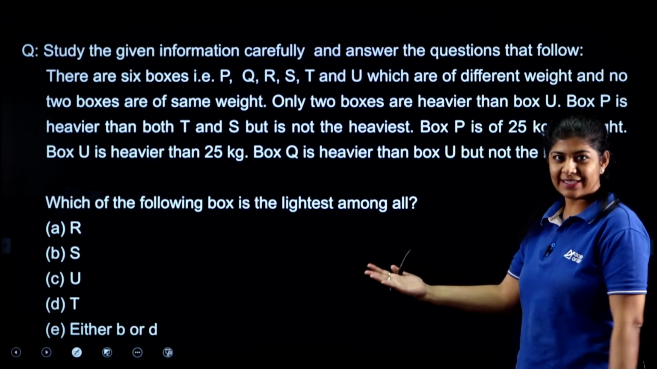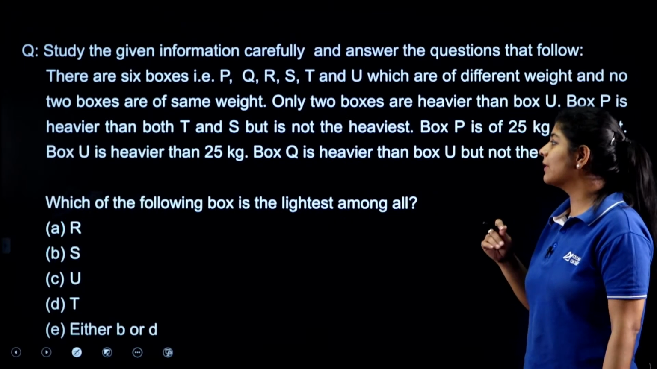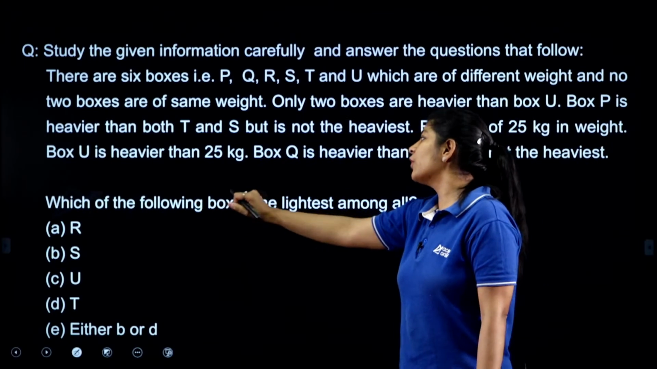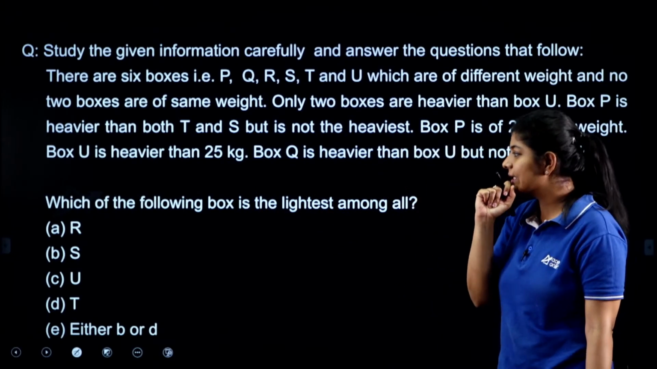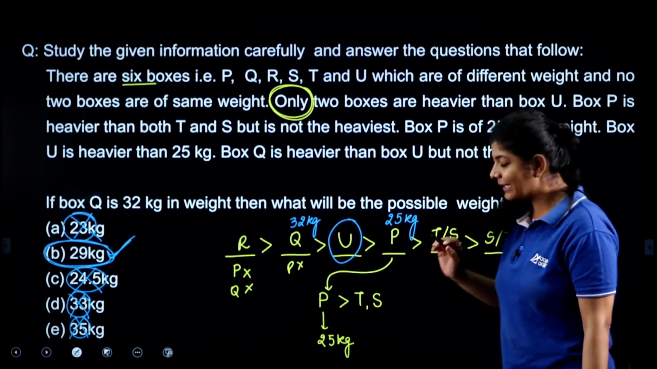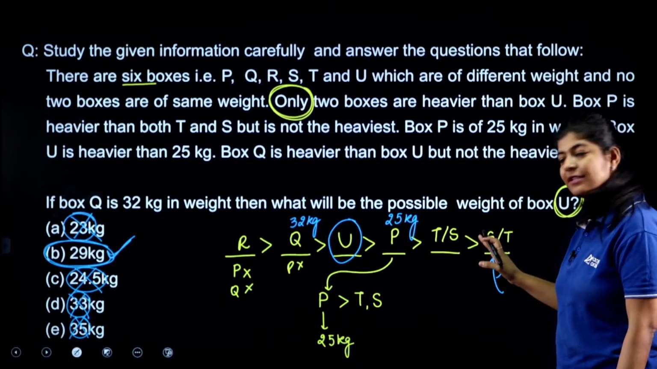Next one, this is very simple, as we have data, so with the help of this we can easily answer it. Which of the following boxes is the lightest among all? Do we have sufficient data to answer this? No, but we can say that it is either S or T.